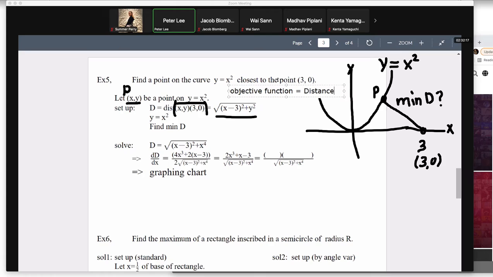In this case, the name of the objective function is not written here, but you have to get it from the meaning of this problem. The word closest means minimum distance. So minimum distance, that's what it means. Now this distance is this. And what is the relation between x and y? Well, y equals x squared, and then find min d.